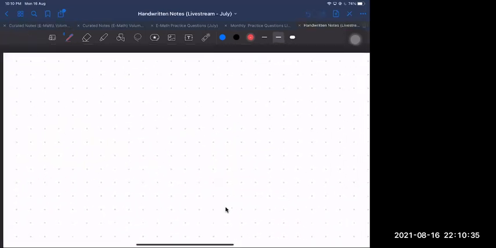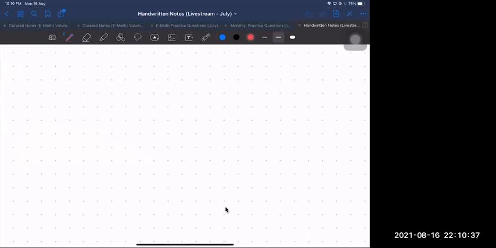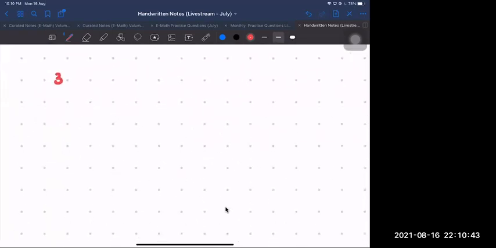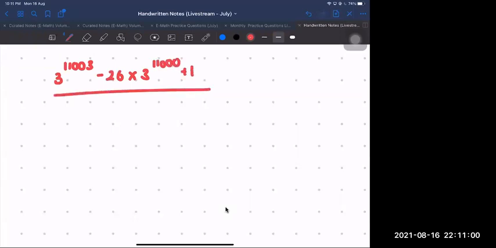Now, I'm going to be copying the question here. Once I begin, I won't stop anymore. So 3 to the power of, I hope you can see my handwriting. My handwriting is pretty neat. I hope you guys can read my handwriting. 3 to the power of 11003 minus 26 multiplied by 3 to the power of 11000, plus 1 divided by 3 to the power of 11001, plus 3.